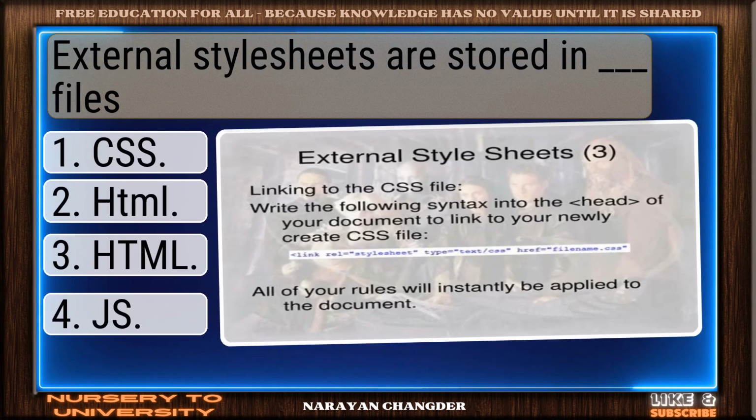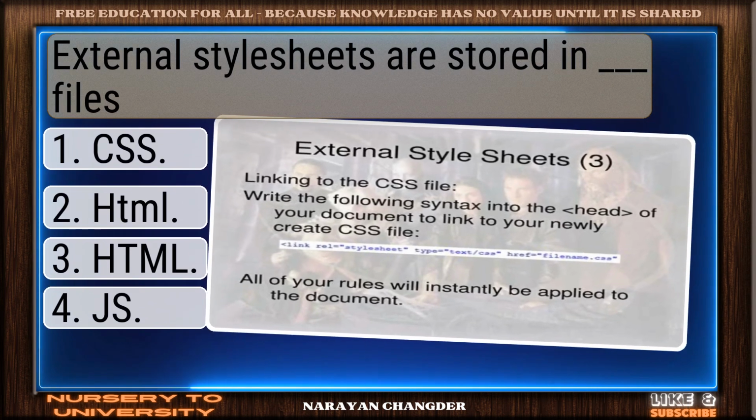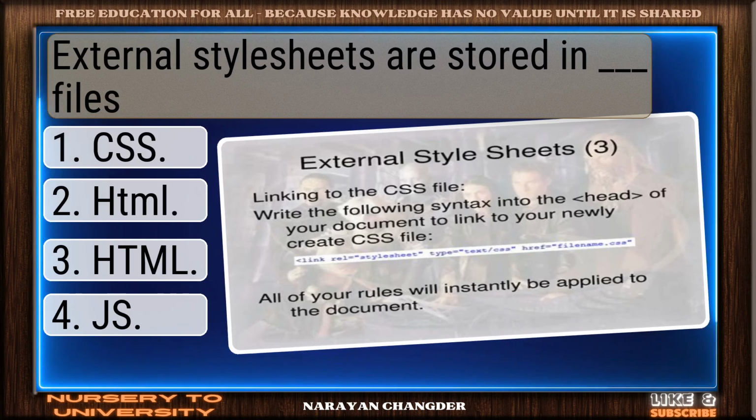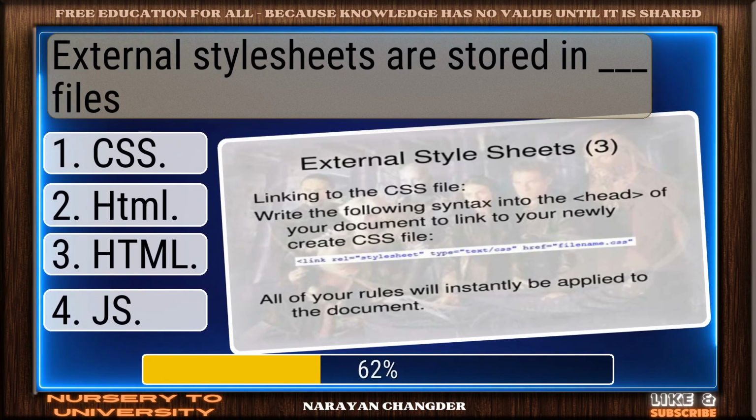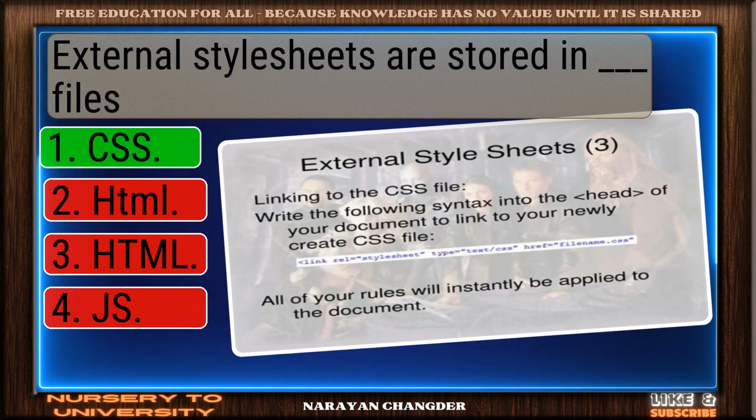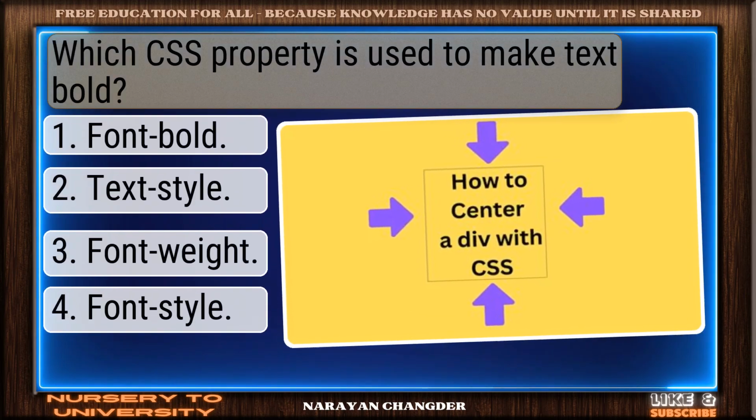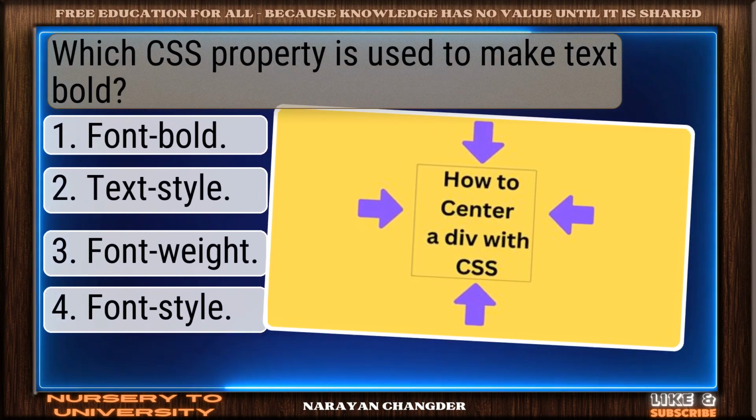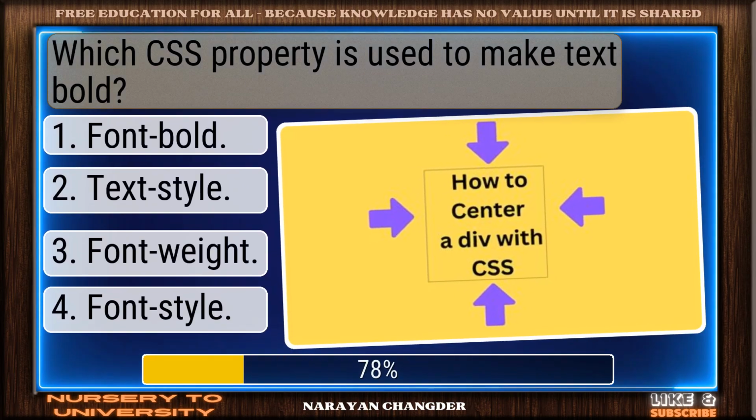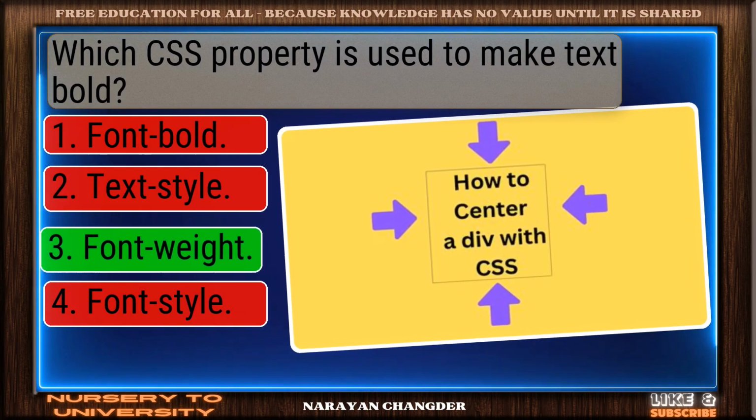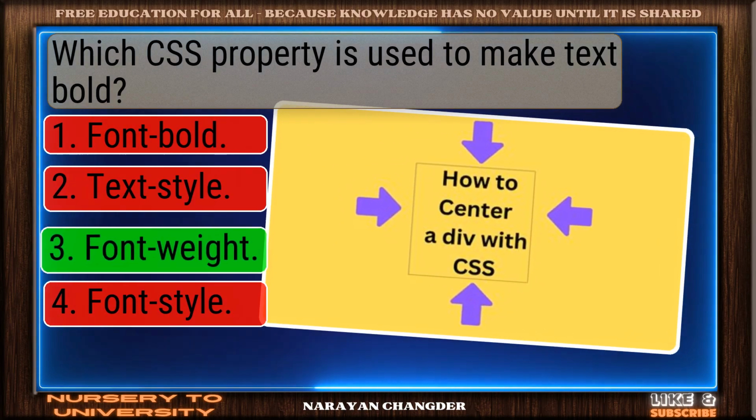Question number 13. External style sheets are stored in dash files. Excellent choice. CSS is the right answer. Question number 14. Which CSS property is used to make text bold? Strong choice. Font weight is the right answer.